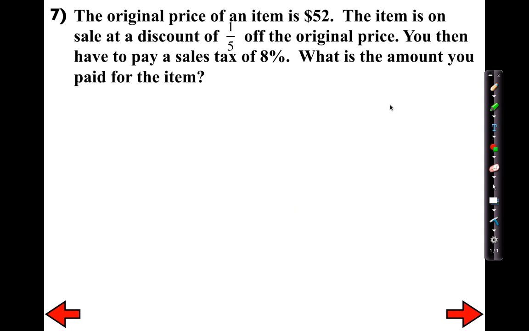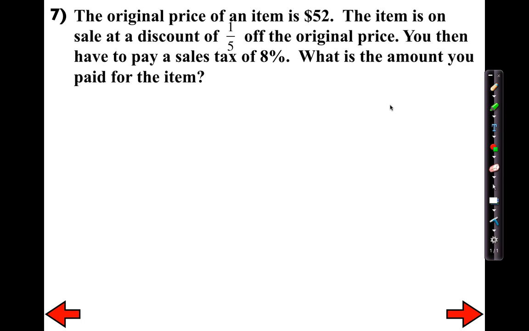Number 7, the original price of an item is $52. The item is on sale at a discount of 1/5 off the original price. You then have to pay a sales tax of 8%. What is the amount you paid for the item? Ooh, this is a good problem.